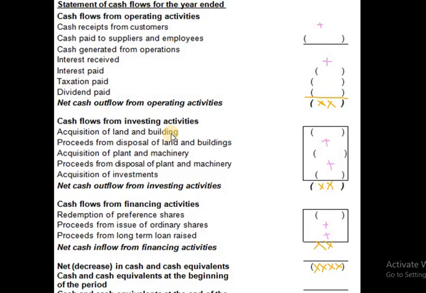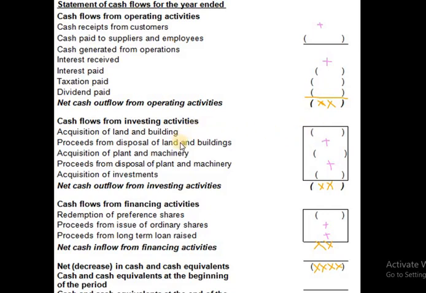For instance, if the opening balance was 500,000 and now at year end it's 600,000, and they say that there was no sale of land and buildings, then you will have 100,000 purchase, which is an outflow of cash. So in your cash flow statement, you will indicate it by brackets to show that it was an outflow.